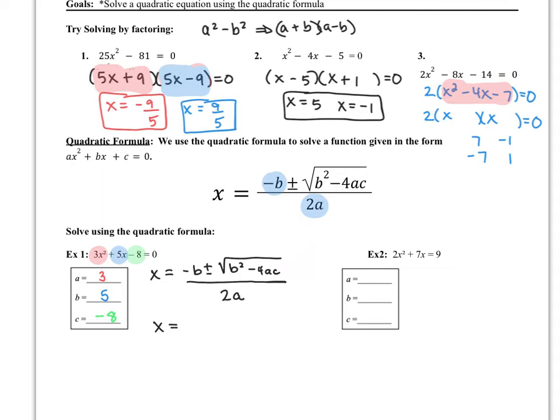So the first thing I notice in my formula is that I have b, but it's the opposite. So since b is 5, then the opposite of b, or negative b, would be negative 5.